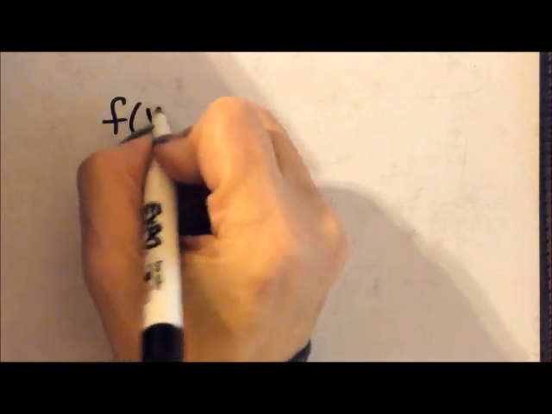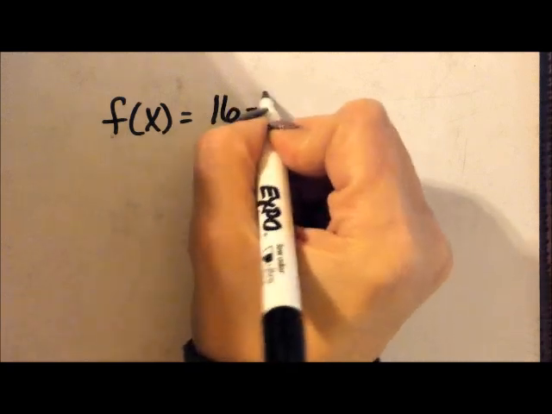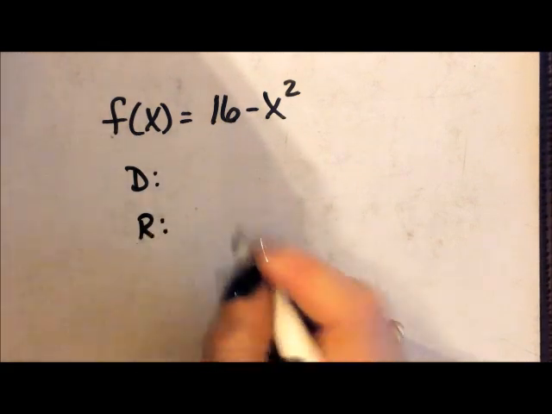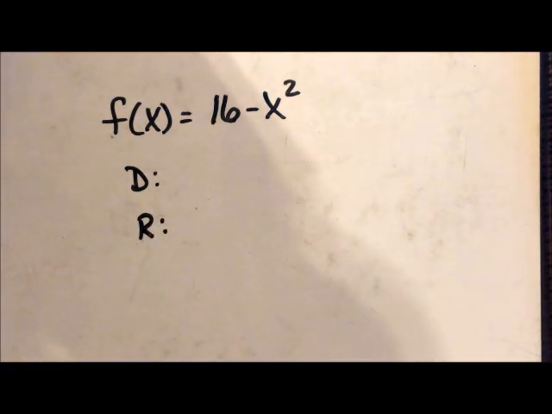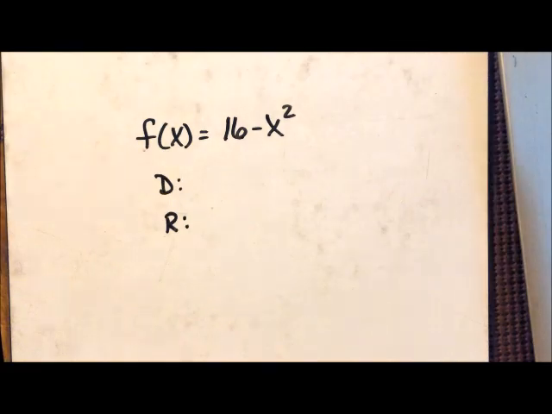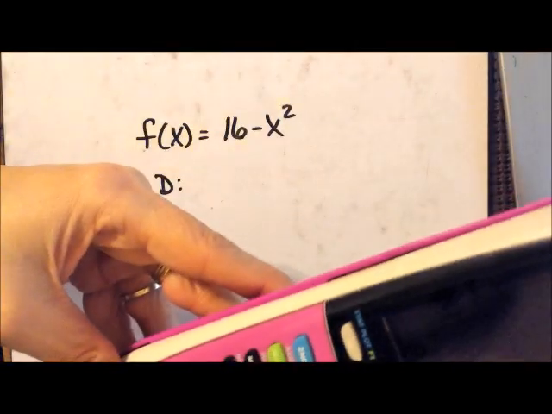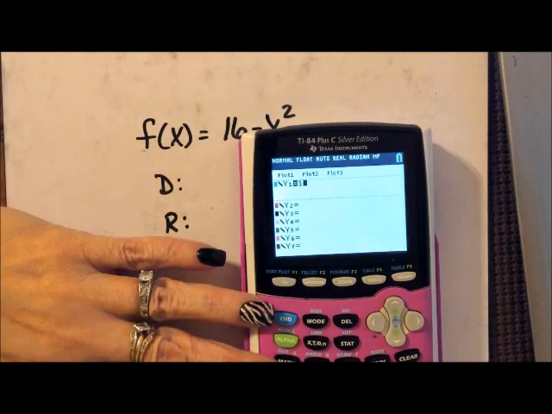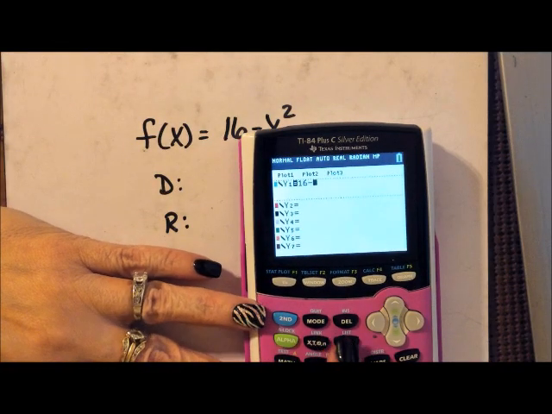Alright, the next one I want to do is, what if I give you an equation? What if I say f of x equals 16 minus x squared? And I ask you, what's the domain and what's the range? When you have one like this, really and truly the easiest way is to get your calculator and graph it. So let me turn my calculator on, and let me put in here 16 minus x squared.